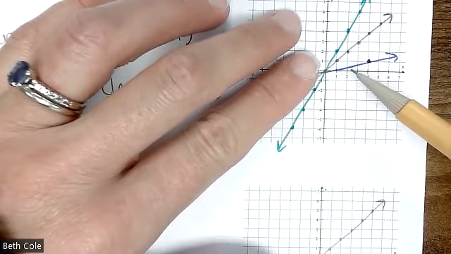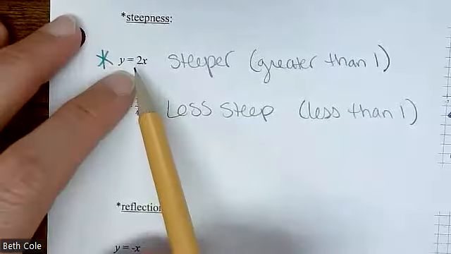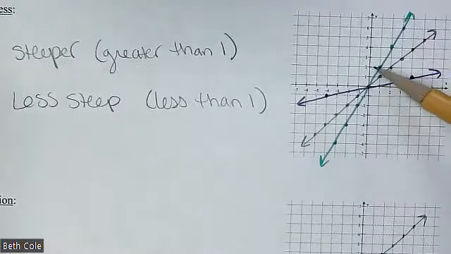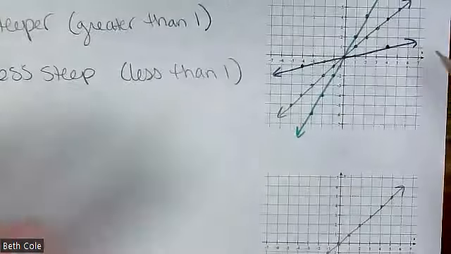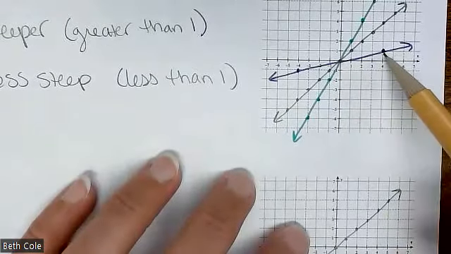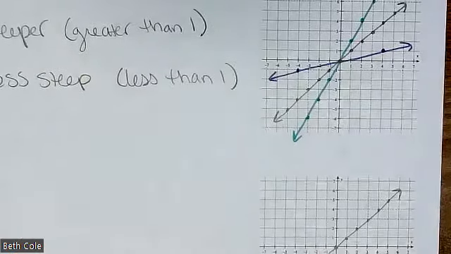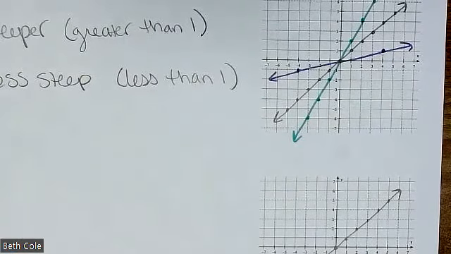You start at the origin. And for this one, our slope was 2. So I went up 2 over 1. And for this one, it was 1/4. So I started at the origin. I went up 1 over 4. So you're just doing whatever the slope is.